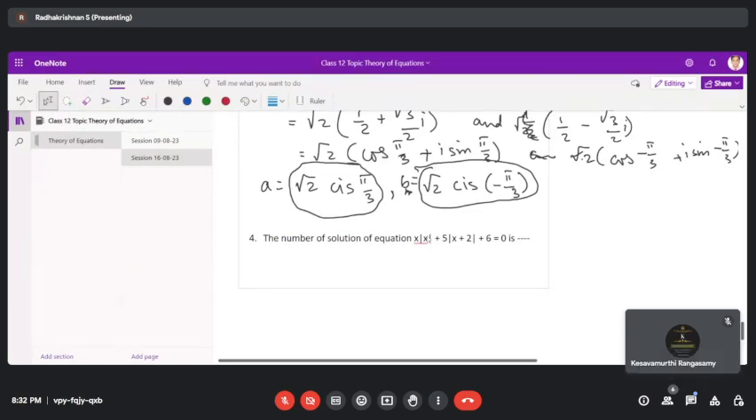Samyukta, has inverse trigonometric functions been taught to you? No, sir. No. Okay. So then we will do one thing. I will think something. Maybe up to whatever we completed.